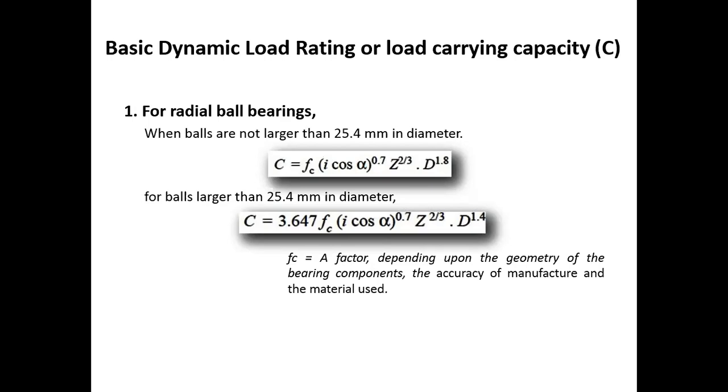load. For the radial ball bearing, the capacity of carrying the load C is Fc i cos alpha raised to 0.7 into Z raised to 2/3 into D raised to 1.8. For balls larger than 24.4 mm, or you can say balls larger than 1 inch in diameter, the load carrying capacity C is 3.647 Fc i cos alpha raised to 0.7 into Z raised to 2/3 into D raised to 1.4, where Fc is the factor depending upon the geometry of the bearing component, the accuracy of manufacture, and the material used.